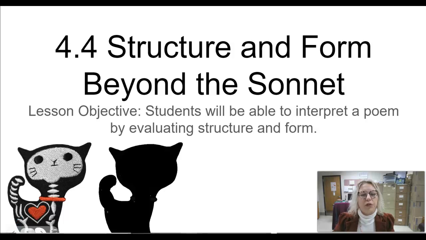Hey, it's 4.4, Step 1, Structure and Form Beyond the Sonnet. The lesson objective is students will be able to interpret a poem by evaluating structure and form. So we're still on structure and form. These are stylistic aspects, authorial choices, pieces of diction, whatever you want to call them. And we're just focusing on these two for the first half of this unit because that's how important they are.